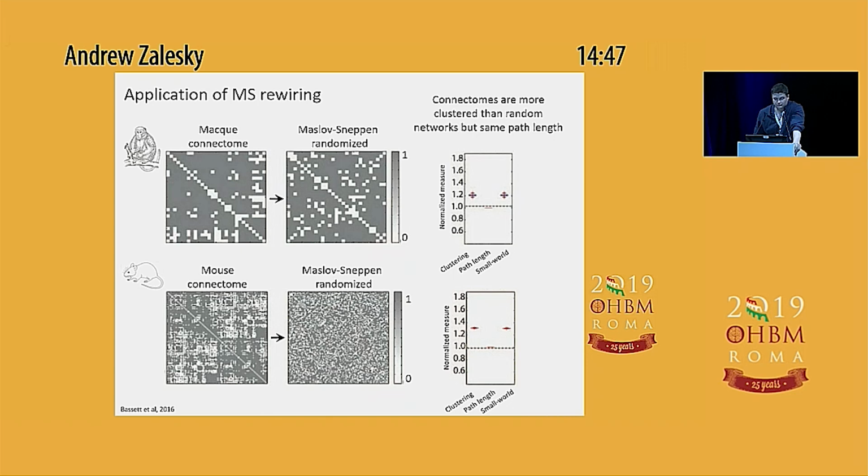And this is the same for the mouse connectome. Once again, we can generate multiple null networks, and take the ratio of our measure, whether that be clustering or path length, in our real network, divided by the average of that measure across the null networks. And as with the macaque, we see that clustering is greater, path length is approximately the same, and these are the conditions that give rise to a small world network.